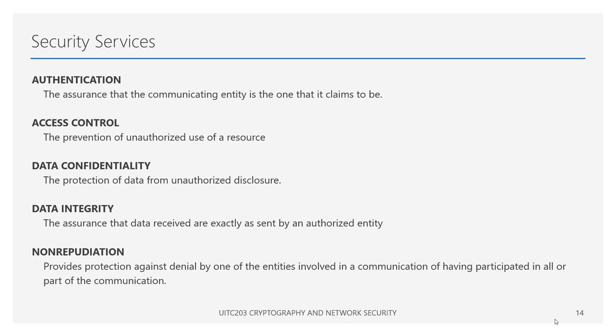Earlier, I had discussed RFC 2828. This document provides an elaborate definition for all the services discussed in this part. ITU-T X.800 categorizes services into 5 divisions, which may have further subdivisions too. The top 5 divisions are authentication, access control, data confidentiality, data integrity, and non-repudiation.